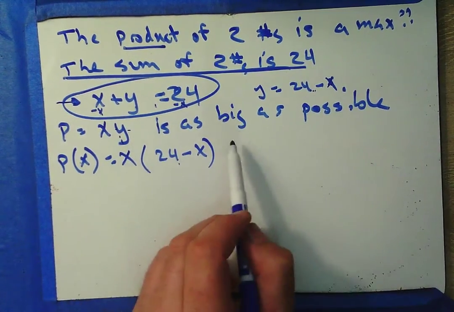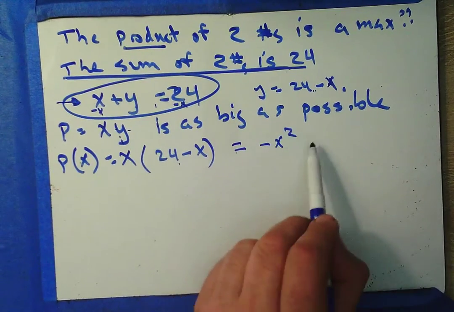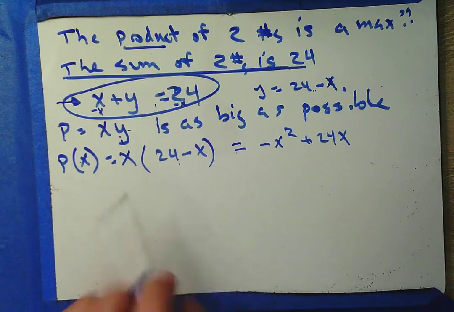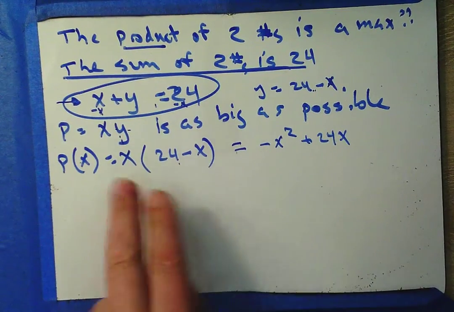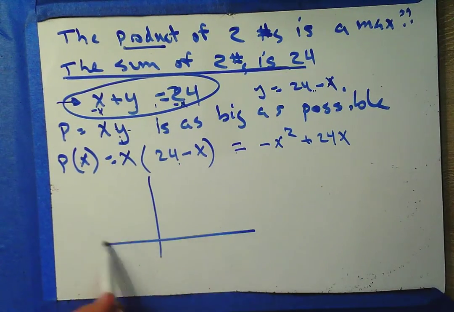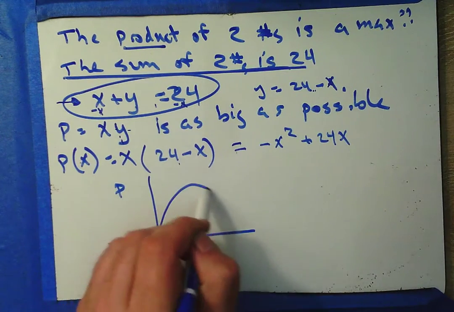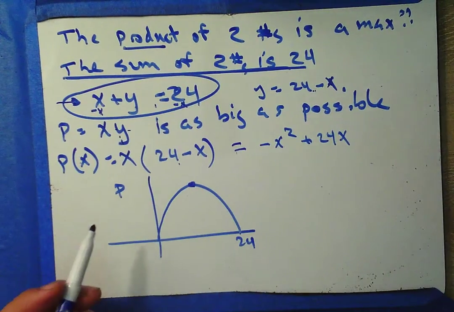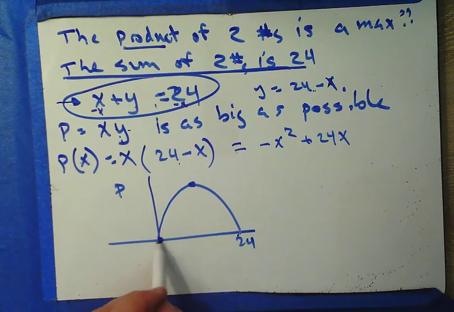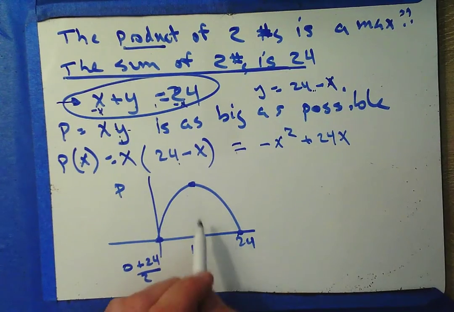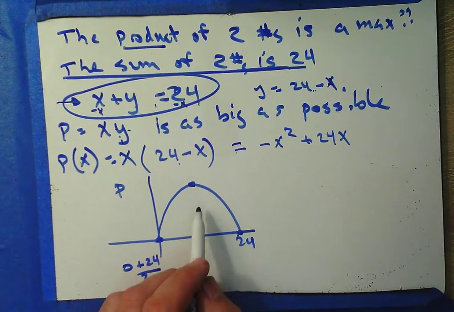Well, I see factored form already, or if I distribute, I have negative x squared plus 24x. I can think about this graphically. I know this parabola points down. I know it has intercepts at 0 and 24. Well, let's think about that. Here are my products, 0, 24. Where does my maximum occur? Well, I know my maximum occurs halfway between the x-intercepts. So halfway between 0 and 24 is going to be 12. When x equals 12, the product is a maximum.